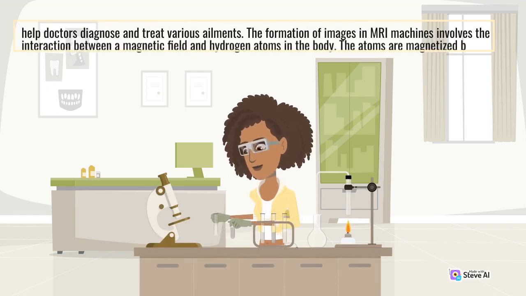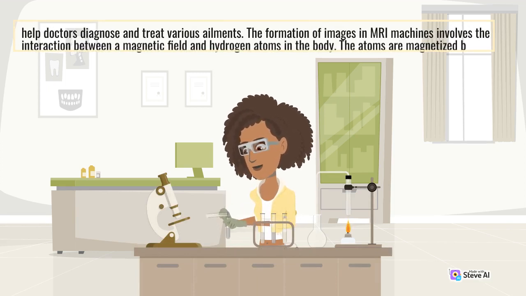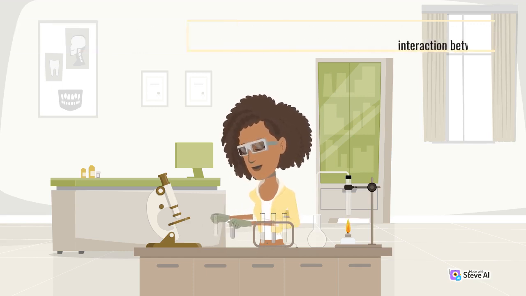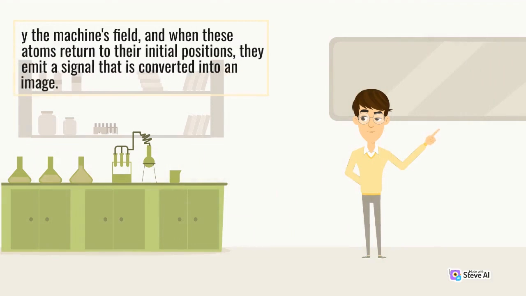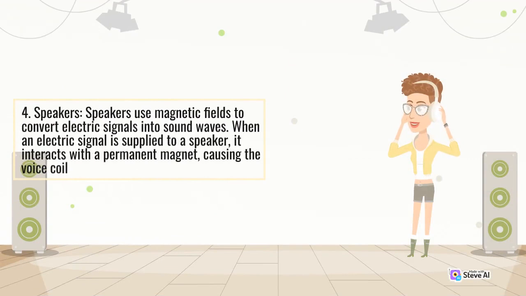The formation of images in MRI machines involves the interaction between a magnetic field and hydrogen atoms in the body. The atoms are magnetized by the machine's field, and when these atoms return to their initial positions, they emit a signal that is converted into an image. 4. Speakers.